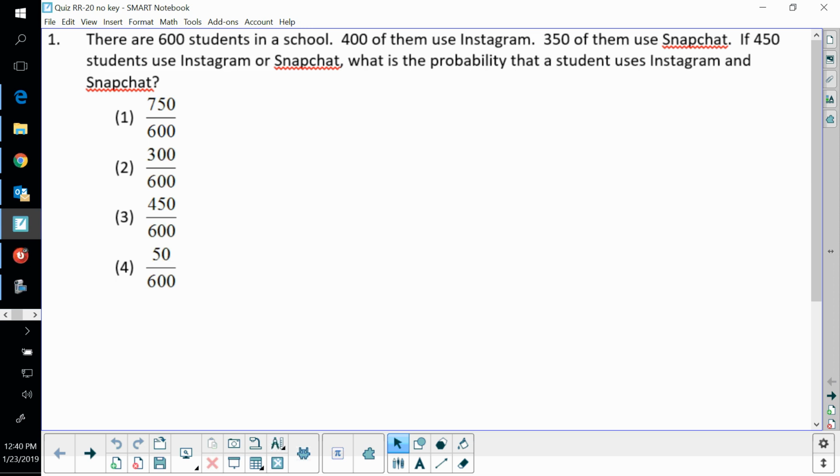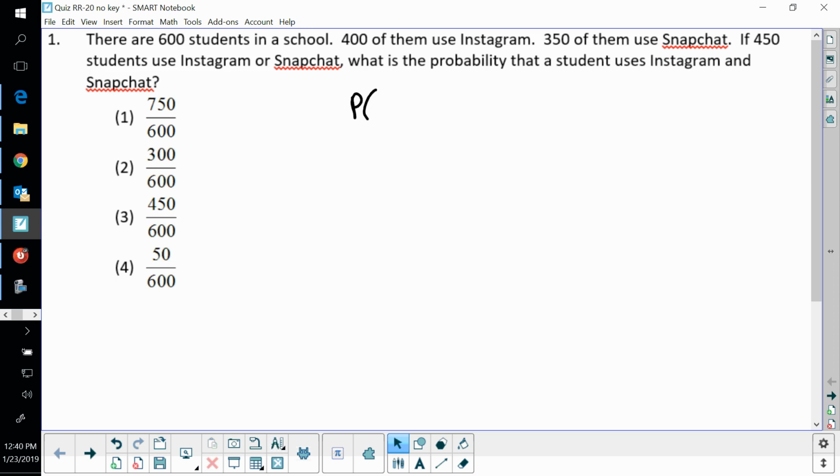So we have 600 students in a school, 400 use Instagram, 350 use Snapchat. If 450 students use Instagram or Snapchat, what is the probability that a student uses Instagram and Snapchat? Well, we have an or and an and. So we need to use our formula that has or and. Now that's a formula we've written on the inside cover of our booklet. You want to be studying that tonight and make sure you have it memorized.